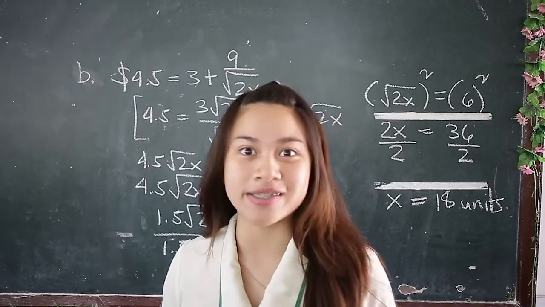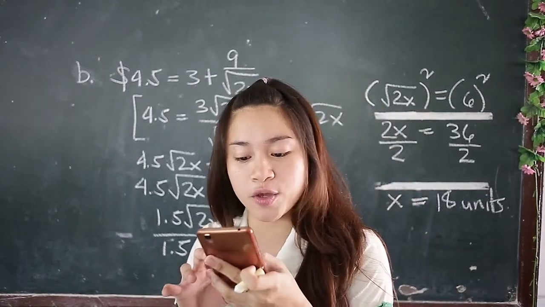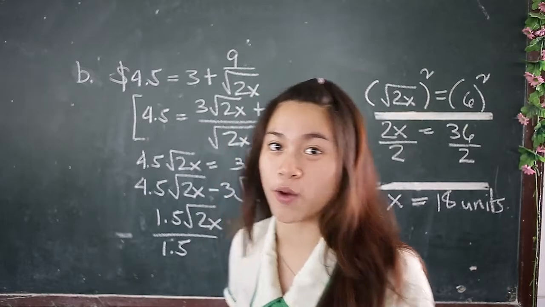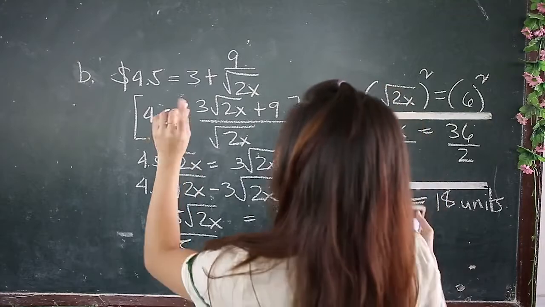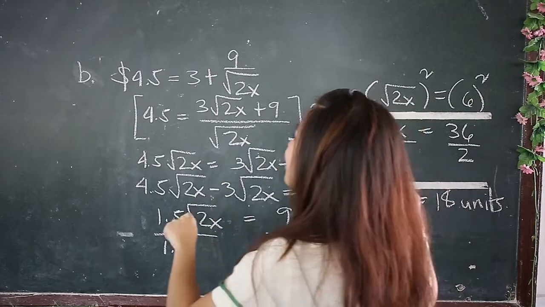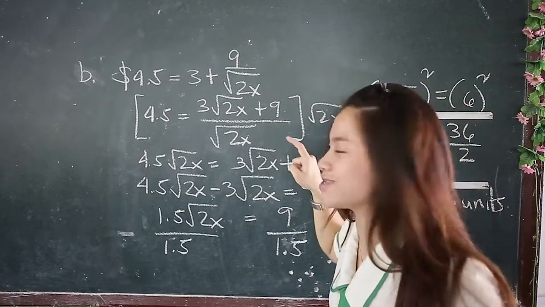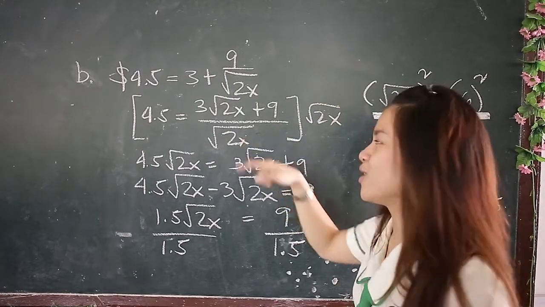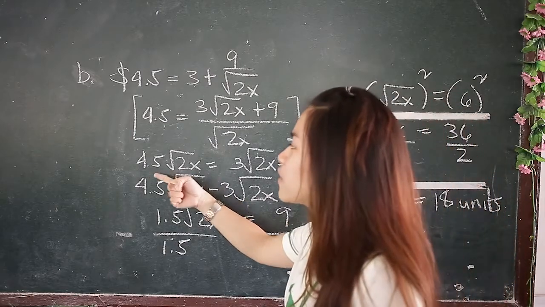Now that our first problem is solved, let's go back to the second problem. The second problem is to find the number of units produced when the marginal cost is $4.5. So for the second problem, we are going to set the derivative equal to $4.5. So $4.5 is equal to 3 plus 9 over square root of 2x. So we are going to multiply this by square root of 2x in order for this to be cancelled out.